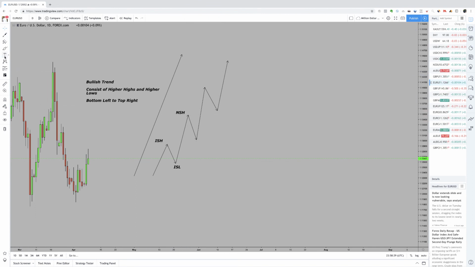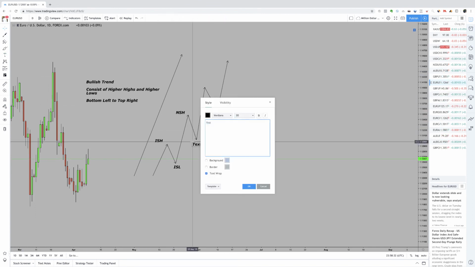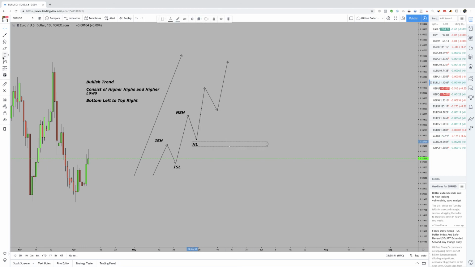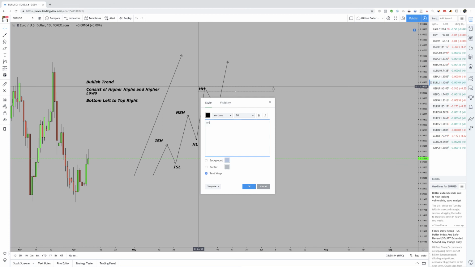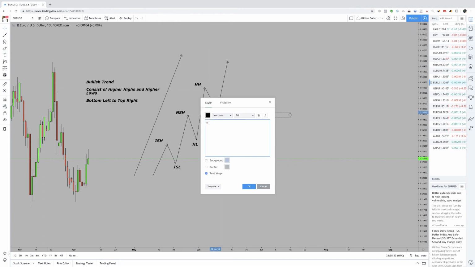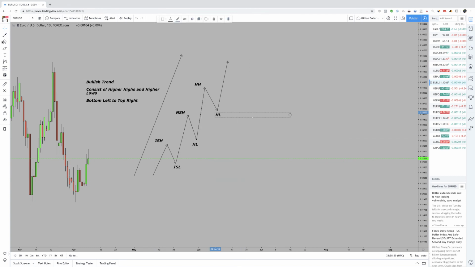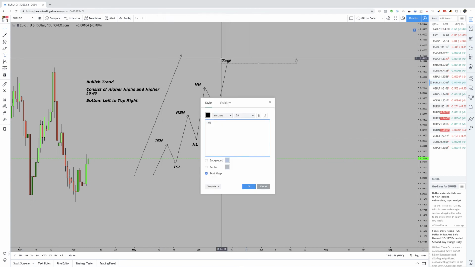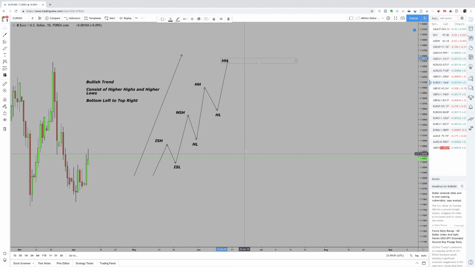Higher high. Now, we didn't create a lower low, we have a higher low. HL just represents higher low, you all. And then you just got a higher high. Another higher low. Boom, a higher high. So remember, what makes up a bullish trend? A bullish trend consists of higher highs and higher lows. It goes from bottom left to top right.